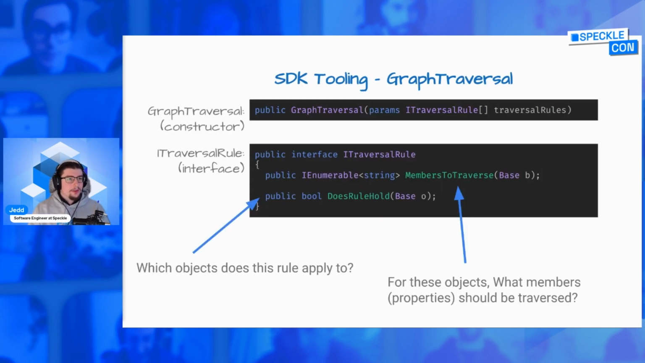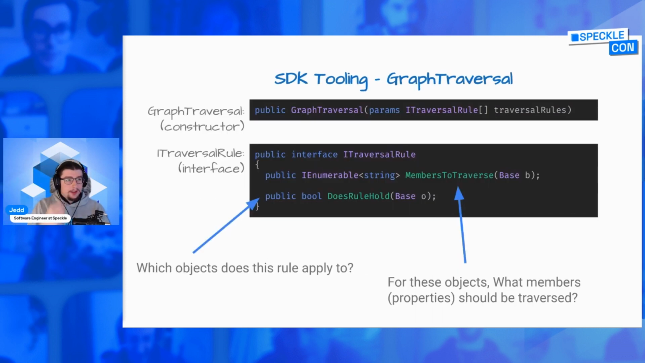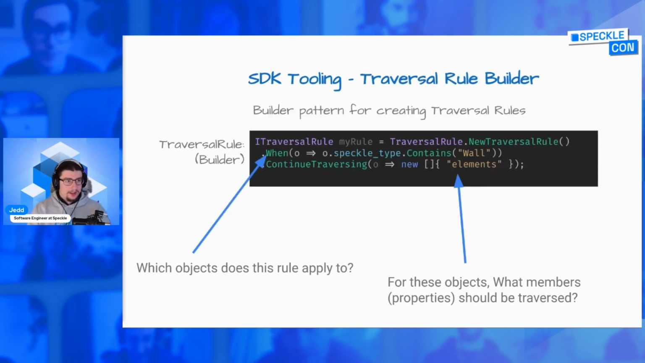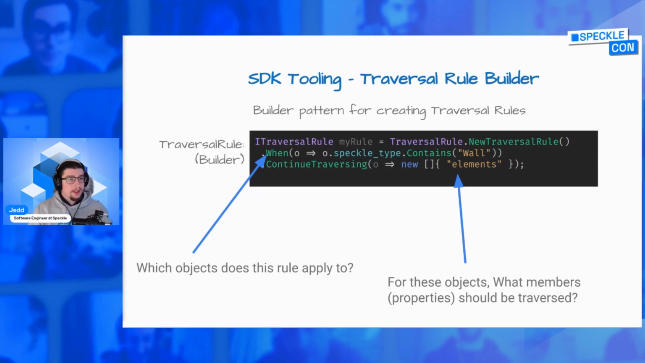So the tooling we've created for both these requirements, and what you saw us use a minute ago, was this graph traversal class. So it consolidates both the structured traversal and the selective traversal features. And the graph traversal class allows us to define a set of rules for which members traverse for which objects. So the traversal rule builder allows us to really easily define these rules. We can specify a function for which objects the rule applies to, and if that rule does apply, then which members of that object should be continued to be traversed.